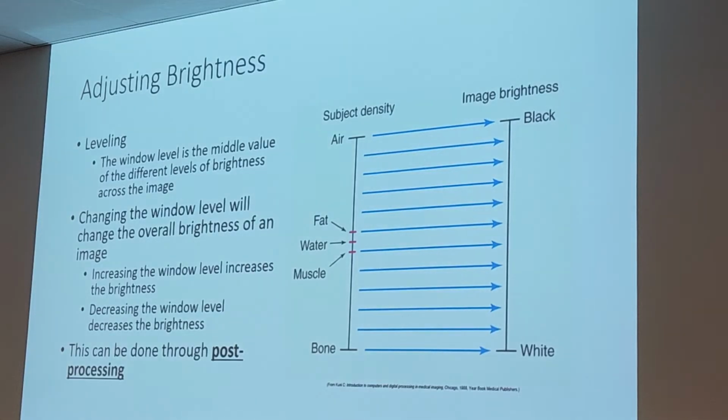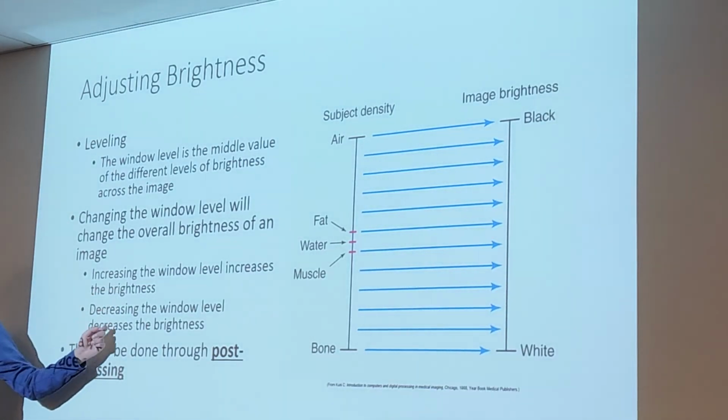Make sure you remember this one, because in just a few slides we will talk about contrast. And contrast is not leveling, contrast is windowing. Brightness is leveling. Increasing the window level increases brightness, decreasing the window level decreases brightness. We call this post-processing. We have the image already, we're changing the image after the fact. We've gotten the picture, we are editing the picture. That is post-processing.